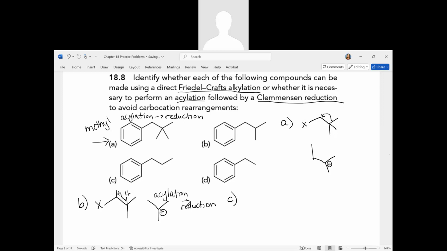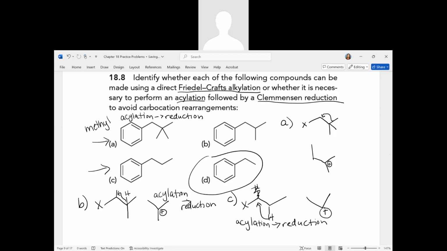So let's take a look at C. The alkyl halide there would look something like this. That will be needed to generate our product shown in C. Once again, this could undergo a hydride shift. So this hydrogen here would be shifted to, or rather, I'm sorry, this hydrogen here would be shifted over here to form a more stable secondary carbocation intermediate. So we would again have to do the acylation followed by reduction for part C's product.